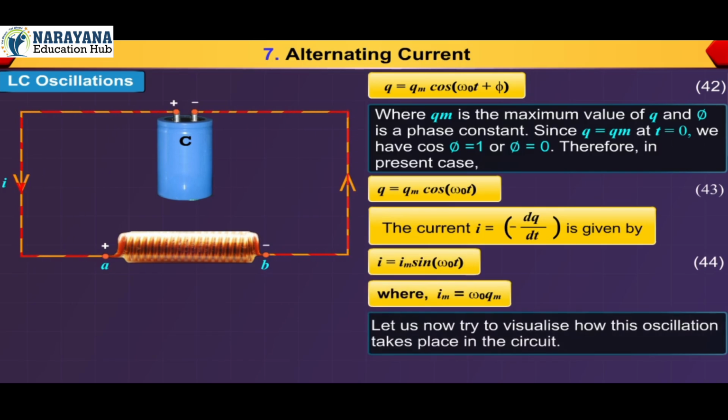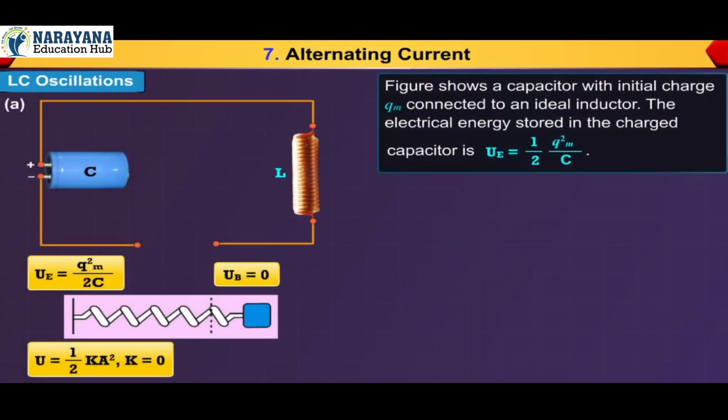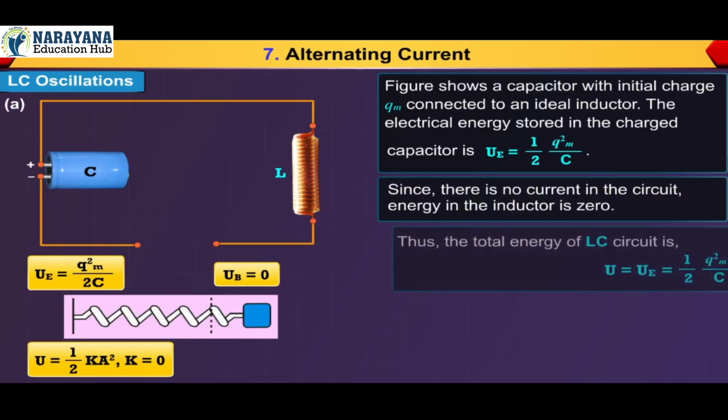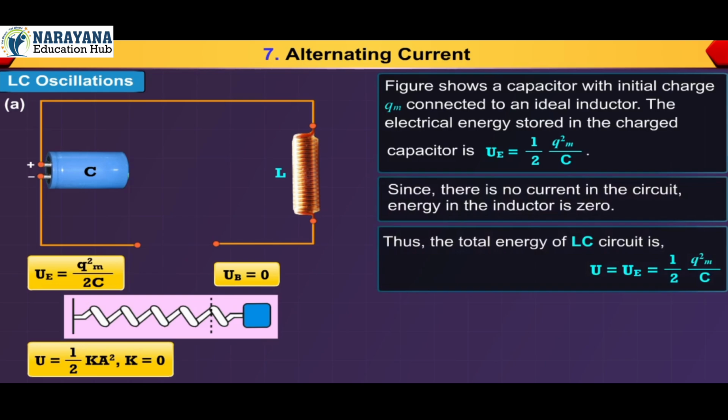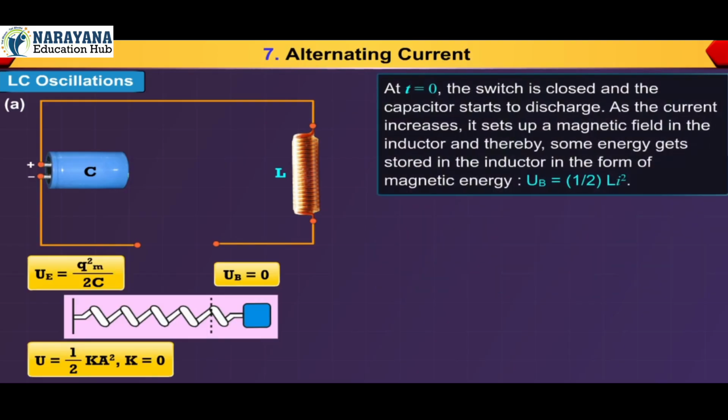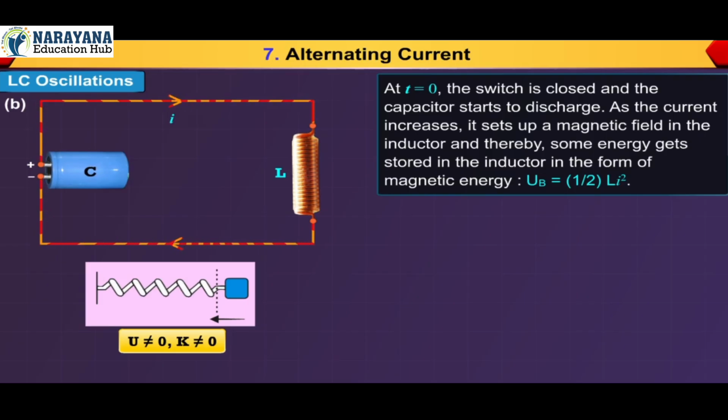Let us now try to visualize how this oscillation takes place in the circuit. The figure shows a capacitor with initial charge Qm connected to an ideal inductor. The electrical energy stored in the charged capacitor is UE = (1/2)Qm²/C. Since there is no current in the circuit, energy in the inductor is 0. Thus, the total energy of the LC circuit is U = UE = (1/2)Qm²/C. At t = 0, the switch is closed and the capacitor starts to discharge.